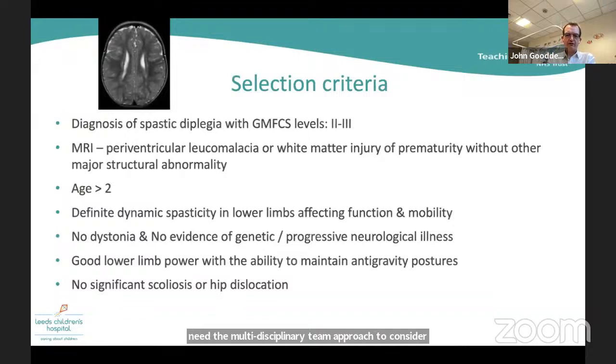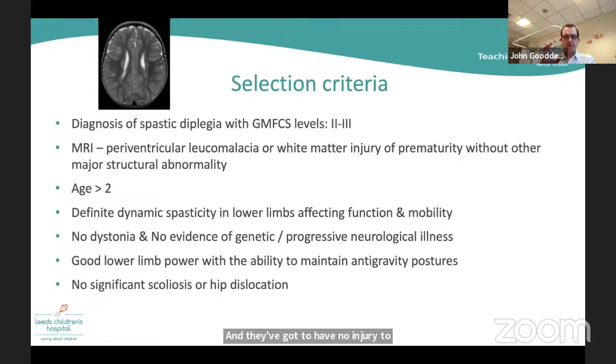So for our SDRs, we might be on the conservative side, but we are looking for children who are functioning at GMFCS level 2 or 3. So they're generally ambulant, they're mobile, either with sticks or a K-walker frame. Some of them might have some degree of independent stepping. The MRI scan I'll show you a picture of in a second, but they've got to have the typical changes of white matter injury beside the ventricles, periventricular leukomalacia, or white matter injury of prematurity. And they've got to have no injury to thalamus, basal ganglia, brainstem, or cerebellum.